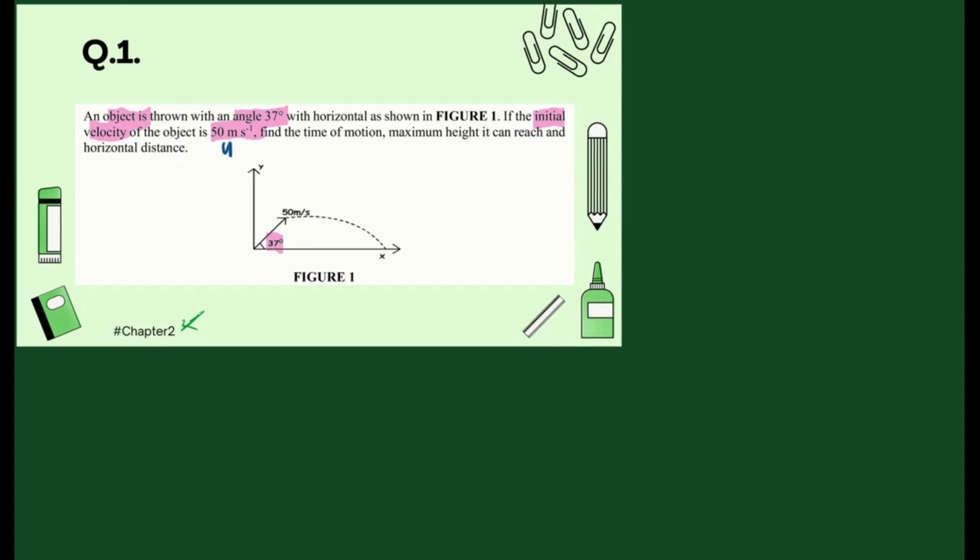the time of motion. So the first item that we want to find out, the maximum height, second item, and the horizontal distance. So make sure we know all the symbols of the quantity that we want to find out, height and also SS. Okay, height you can also write down as SY.